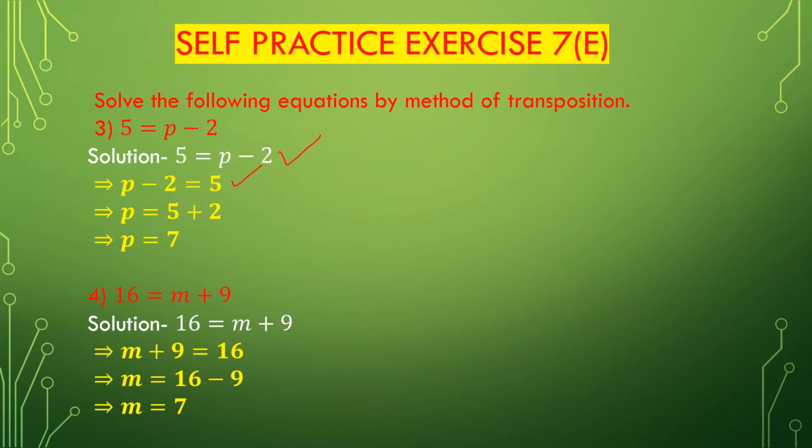Then p minus 2 on left hand side minus 2 is given. This minus 2 transposed to the right hand side, then it will be minus 2 changed to plus 2. Then p equal to 2 plus 5. 2 plus 5 is 7. P equal to 7. So value of the variable p is 7.